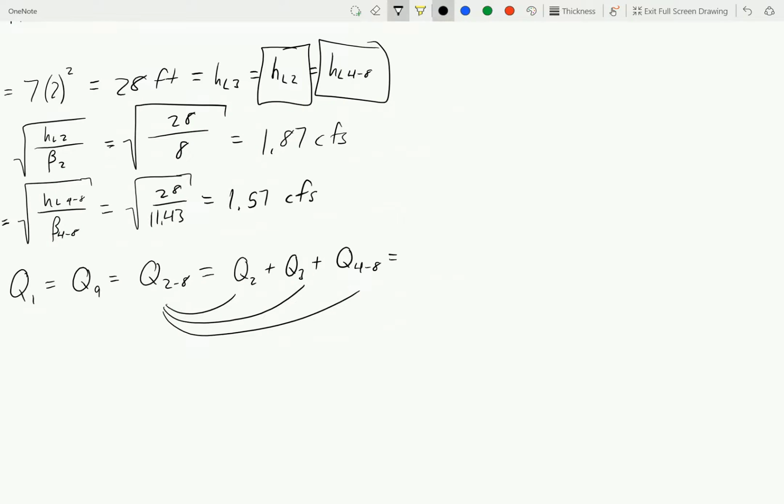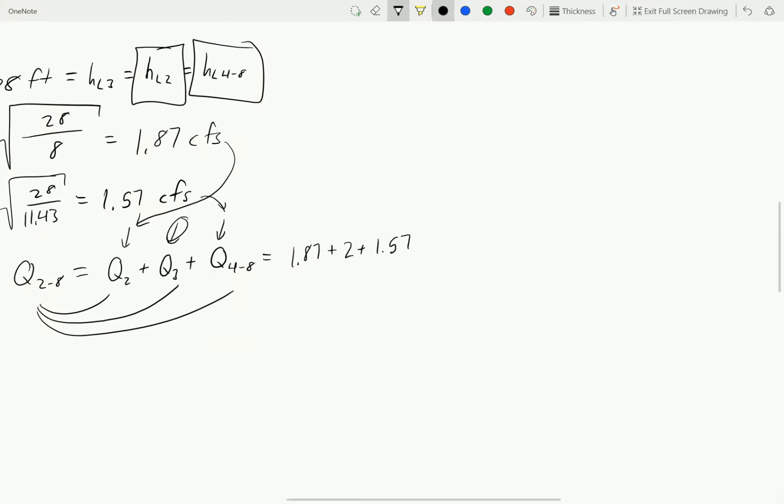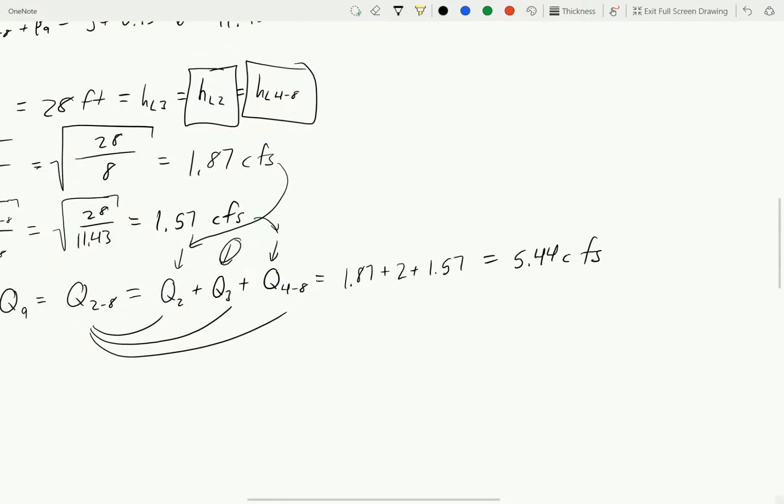And then if we write these 3, because we just found all 3 of these, like right here, and then that goes there, and then Q3 is known. So we have Q2 is 1.87, Q3 is 2, which is given in the problem statement, and the last one, Q4 through 8 is 1.57. Add those all together, we get 5.44 CFS, and that is the discharge through the entire system.